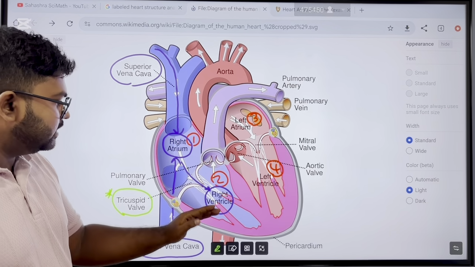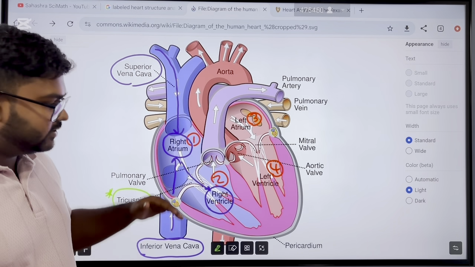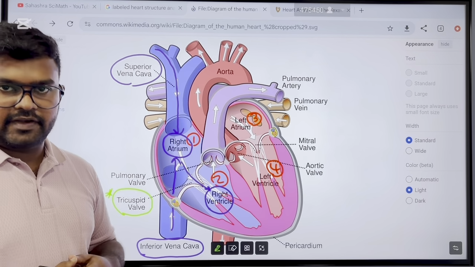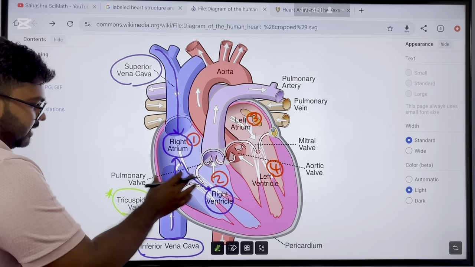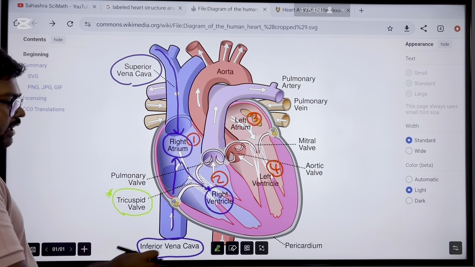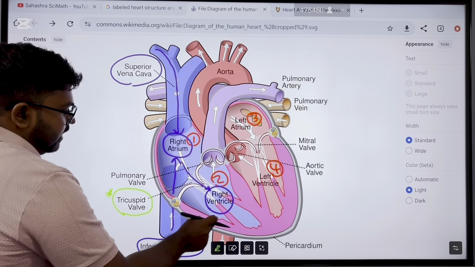It does not open into the right atrium. This opens only into the right ventricle. Alright, so you have to remember that. Then what happens? So now blood is in the right ventricle.